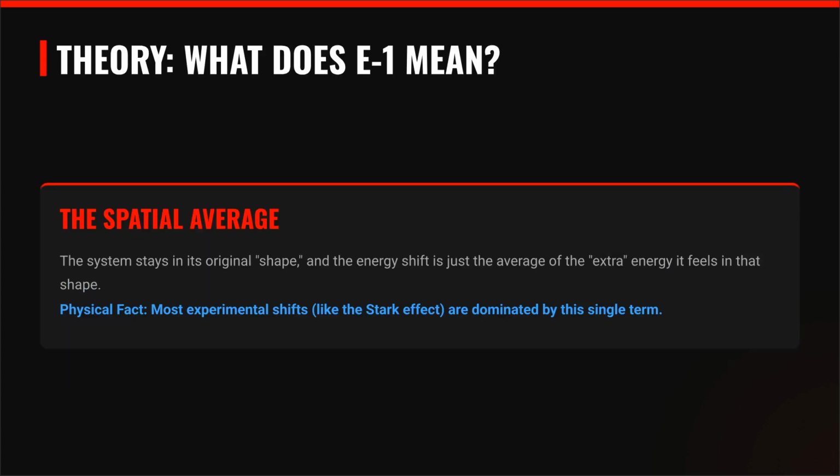This first-order correction means the system stays in its original shape, and the energy shift is the spatial average of the extra energy it experiences. Most observed spectral shifts are dominated by this single term.